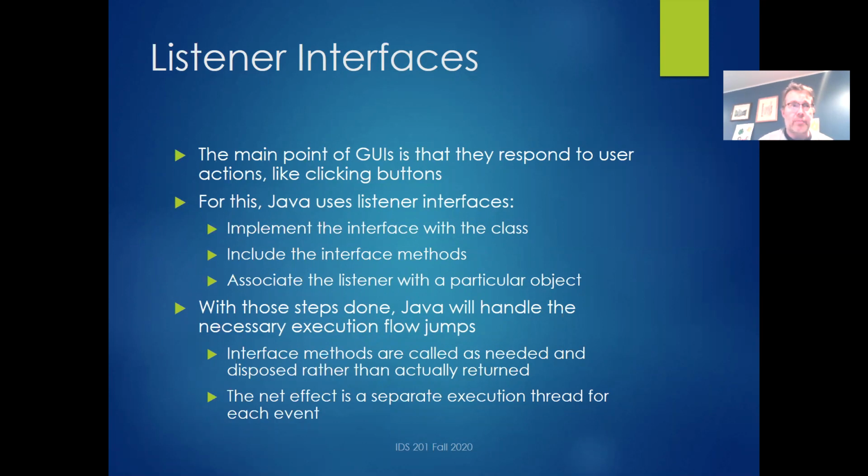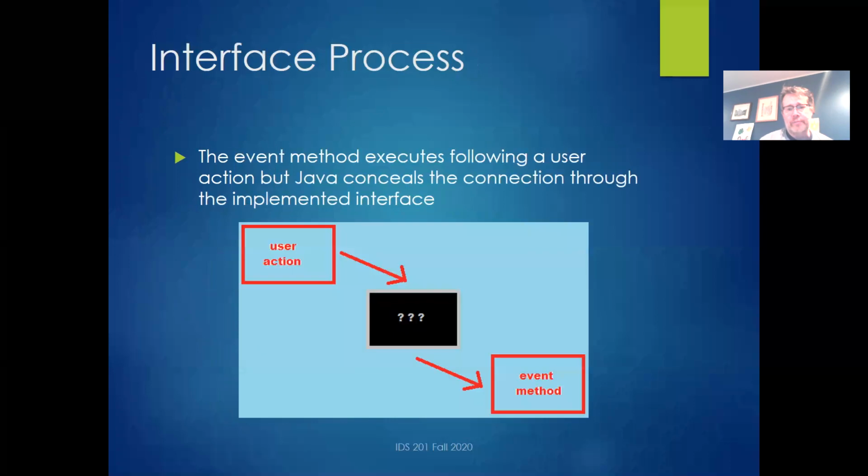When somebody clicks on a button, we don't have to build anything additional, right? We just say this button is linked with this object. When somebody clicks on it, the code automatically goes to that actionPerformed method. We don't have to do all the behind the scenes linkages. So there's kind of this black box that something goes through in the middle.